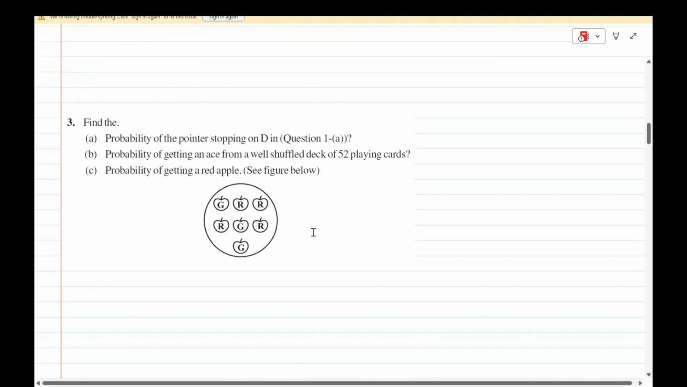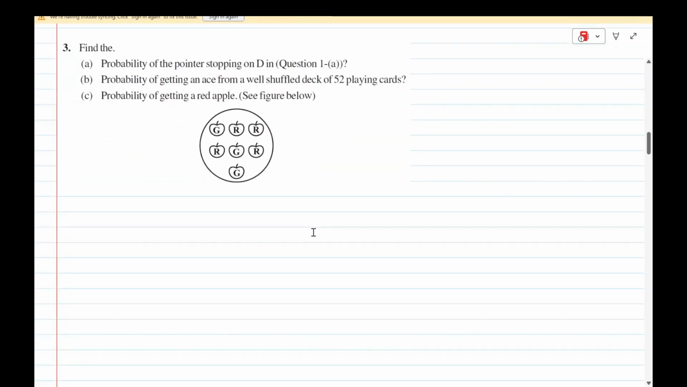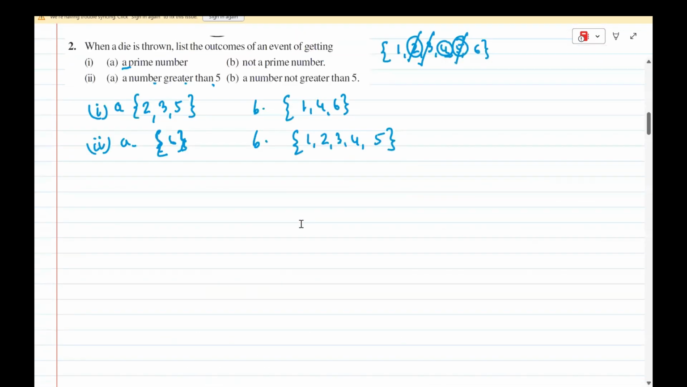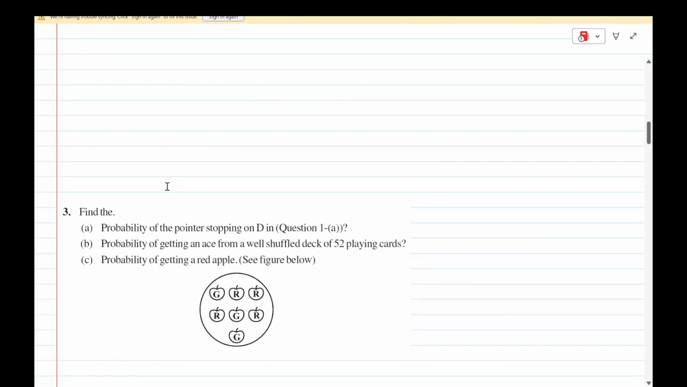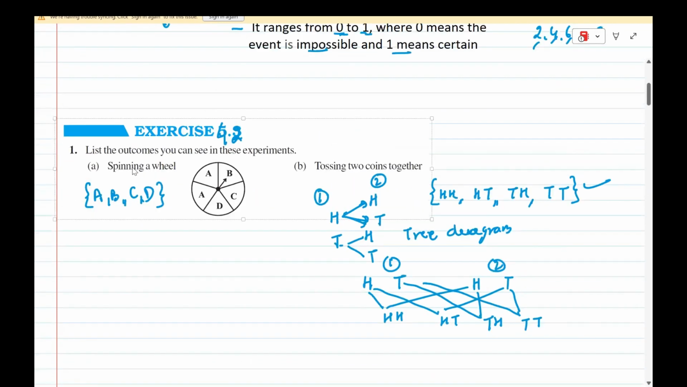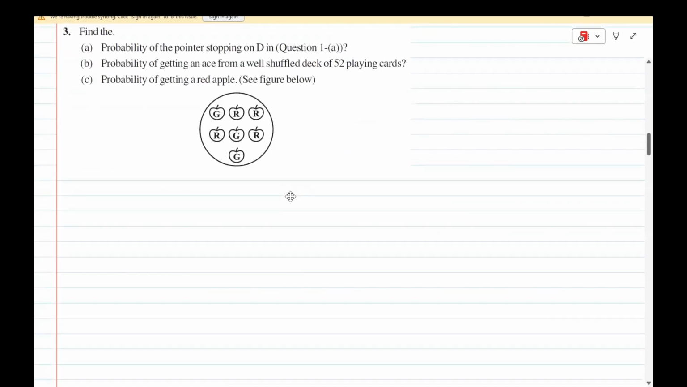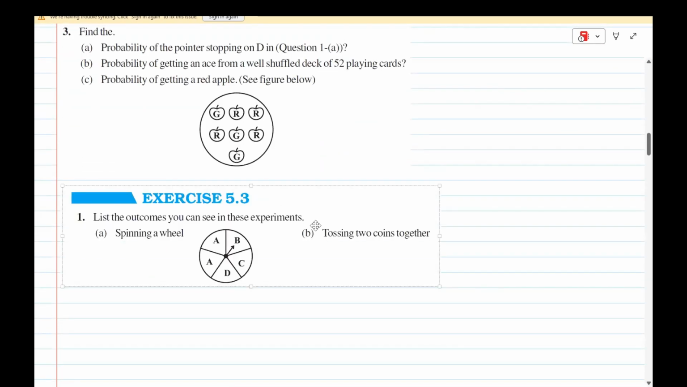Let's do the third question. Here is the third question. It says, find the probability of the pointer stopping on D in question 1A. For that, I need to paste question 1. So this is my question 1. Control C, and I'll just paste it over there to get clarity. Again, as I said, this is exercise number 4. It says find the probability of the pointer stopping on D. So I want this pointer to stop here.